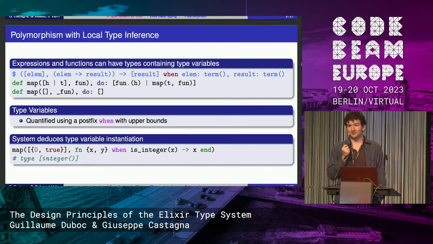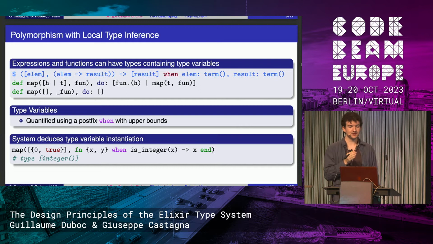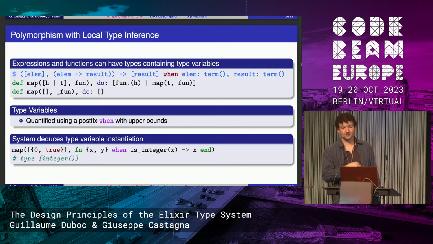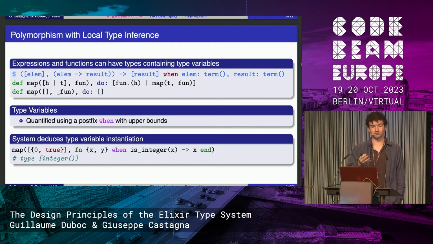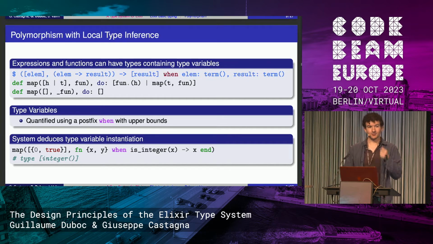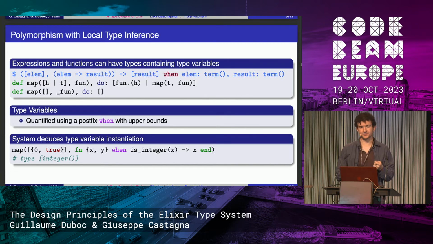The type system performs local type inference, meaning that if you write polymorphic type annotations, when those functions are used, the specific instantiation for those type variables will be deduced for you. So if you apply map to a list of pairs of integers and booleans, and the function that transforms such pairs into an integer, the compiler will know before running the program, before compilation, that this application returns a list of integers.